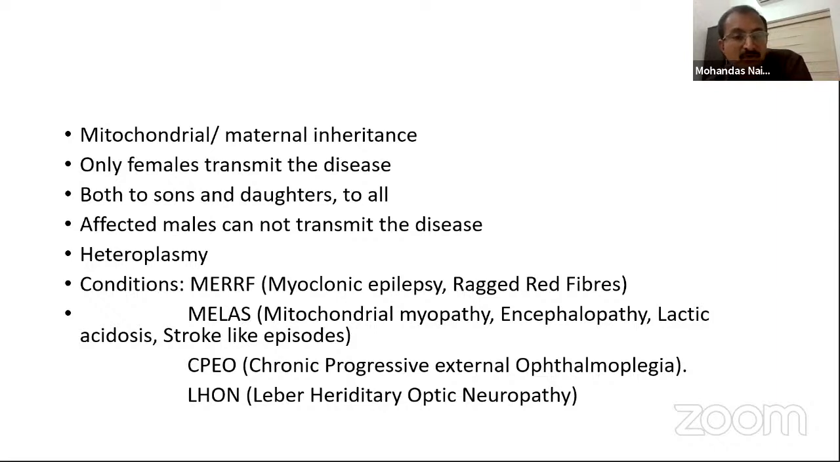And another feature of this mitochondrial inheritance is heteroplasmy, where the amount of mitochondria received by each offspring can be different, so that the severity of the disease can vary widely. So even though all the children are affected, some of them may be so mildly affected that they may not be identified as affected, and some of them can be very severely affected. So that is called heteroplasmy. And the conditions of mitochondrial inheritance are myoclonic epilepsy with ragged red fibers, mitochondrial myopathy, encephalopathy, lactic acidosis, and stroke-like episodes (MELAS), chronic progressive external ophthalmoplegia, and Leber hereditary optic neuropathy.